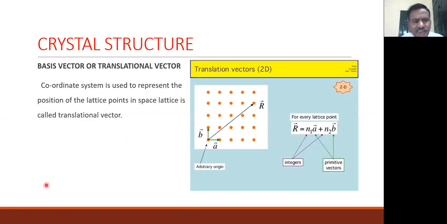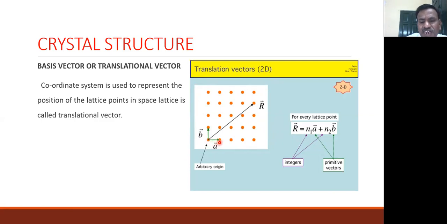Now try to understand what is the translational factor. You know that in vector algebra, x is represented by unit vector a, y is represented by unit vector b, and z is represented by unit vector c, like that: a, b, c. But of course, here I have taken only the two-dimensional lattice space.